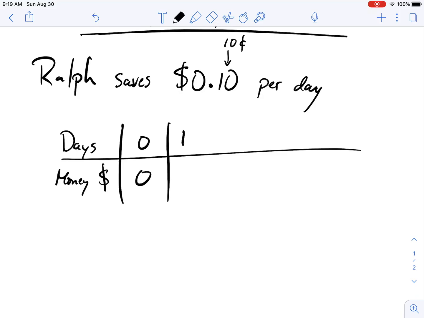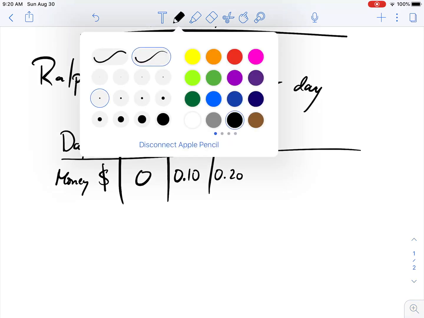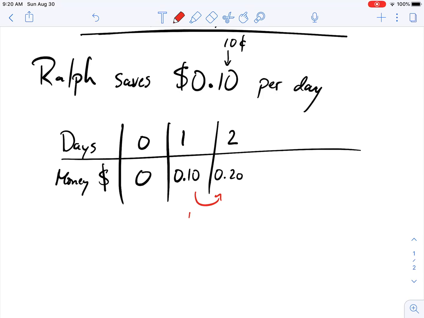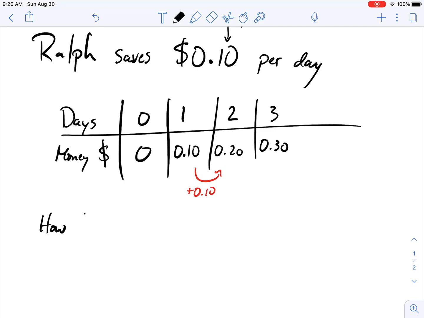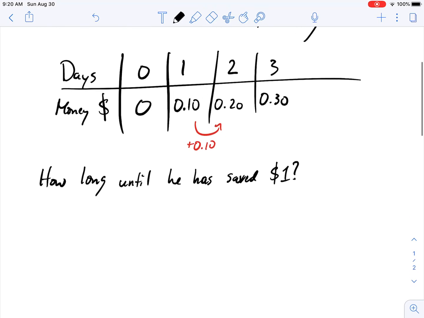On day 1, he saved 10 cents, right? So he has 0.10, okay? On day 2, how much will he have if he saved 10 more cents? 0.20. So what we're doing here is he saves 0.10 each day. Okay, so he's saving 10 cents. On day 3, he's going to have 0.30, right? 30 cents. All right, so my question is going to be, how long until he has saved $1? Okay, so how long until he saved $1?